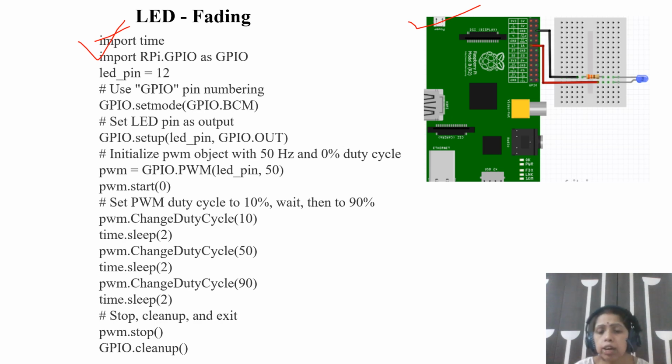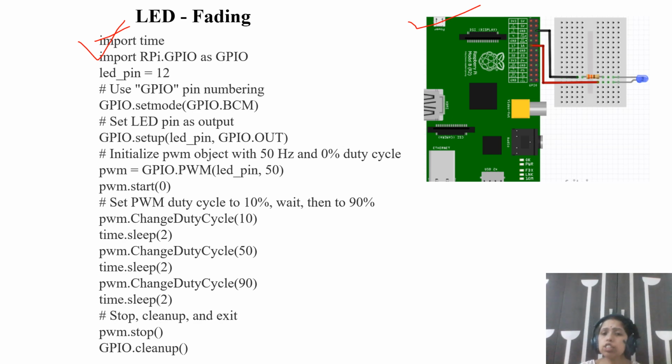Now I have to write which pin number I have used for connecting the LED. So LED pin is equal to 12. I have connected the LED to pin number 12, so the LED pin variable is equal to 12.